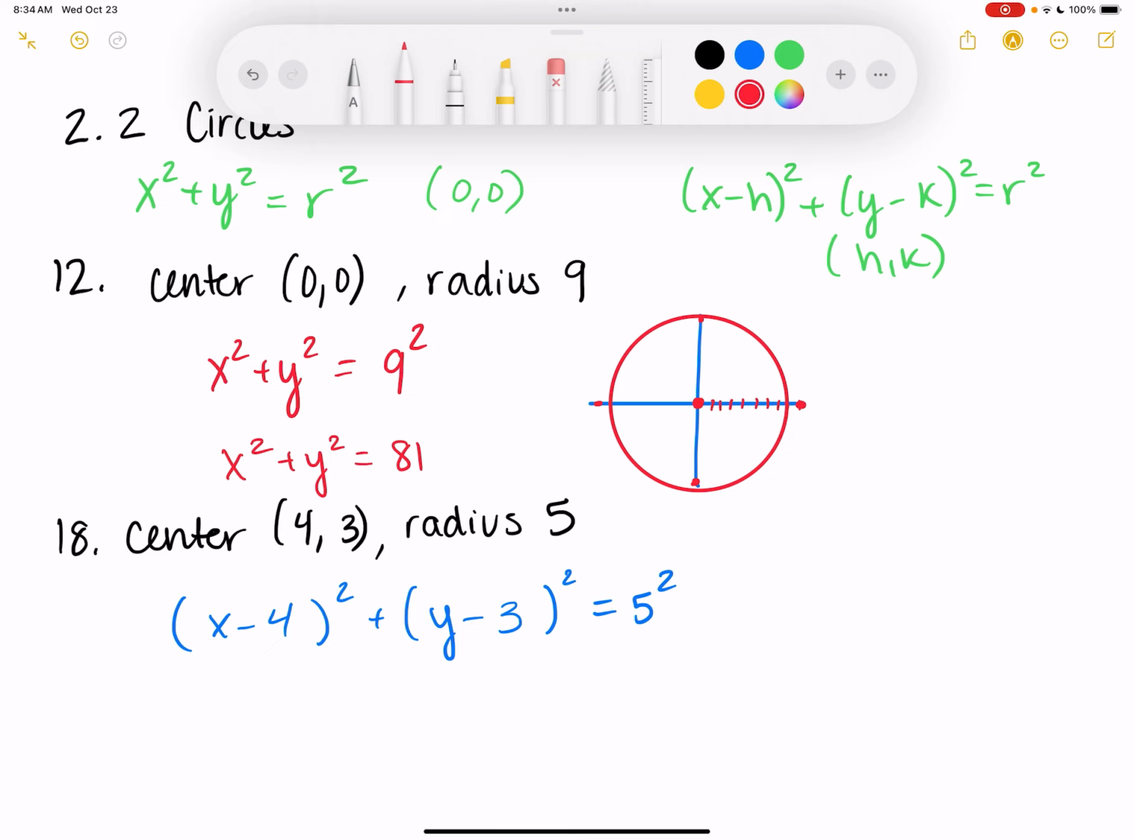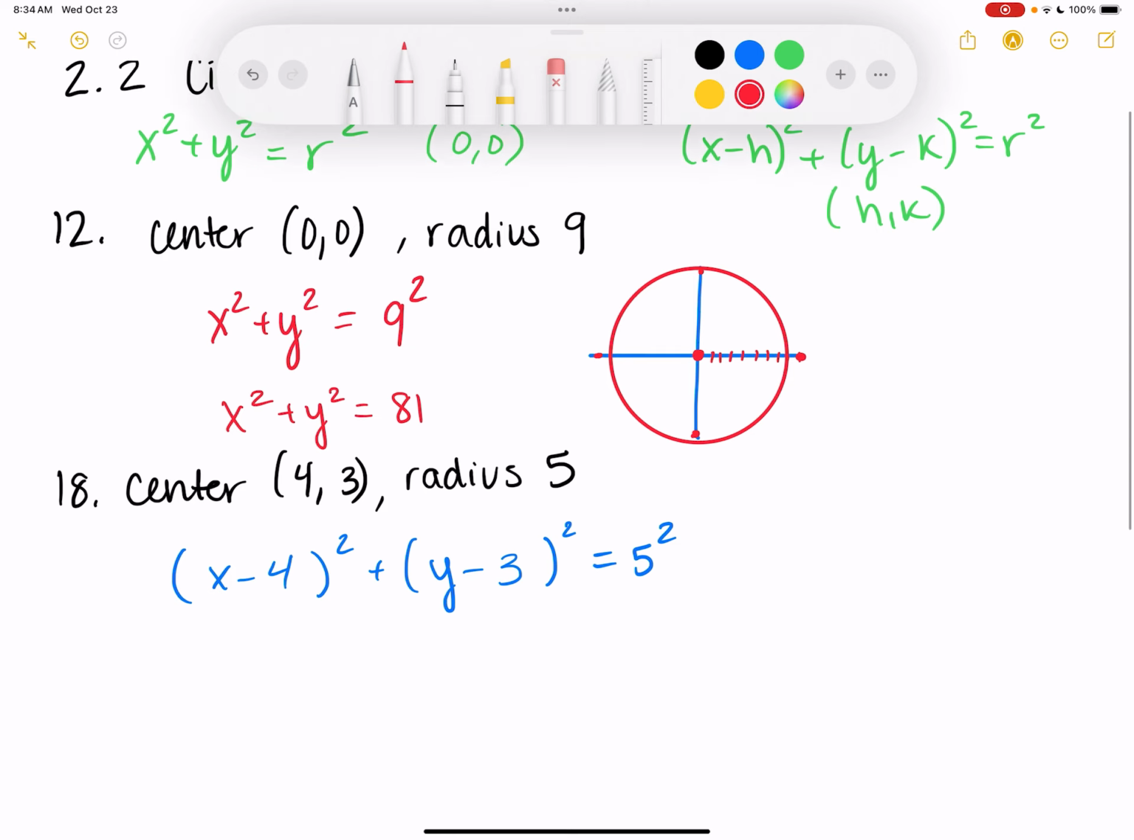If it was one like this, they've already given you the center, so you would just put the center there, and then you would just count 5 away in each direction for the radius to graph it. So, like I said, you don't need to actually do that when you're doing these problems, but I just want you to see it just to be familiar with how to do that. And disregard the fact that my points are not where they're supposed to be.